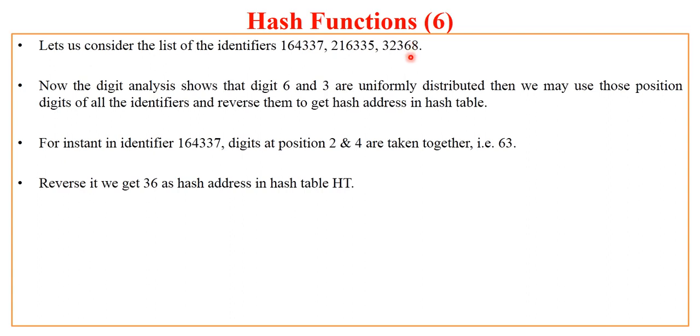for each of these identifiers, so that will result in getting 6 and 3 from the first identifier, that is 63, and if we reverse it, we'll get a hash address. So the reverse of this second and fourth position digit will give us a hash address. We'll see the other methods in the next part.